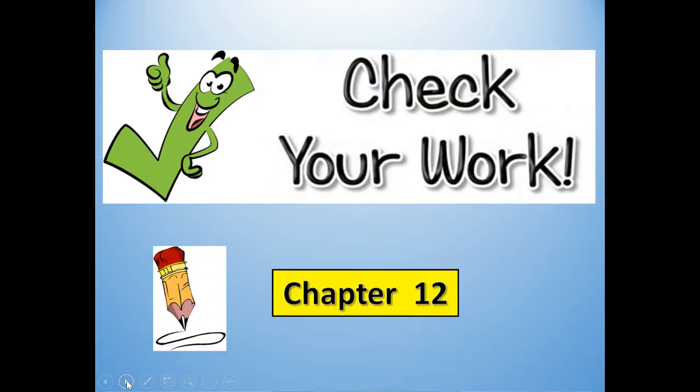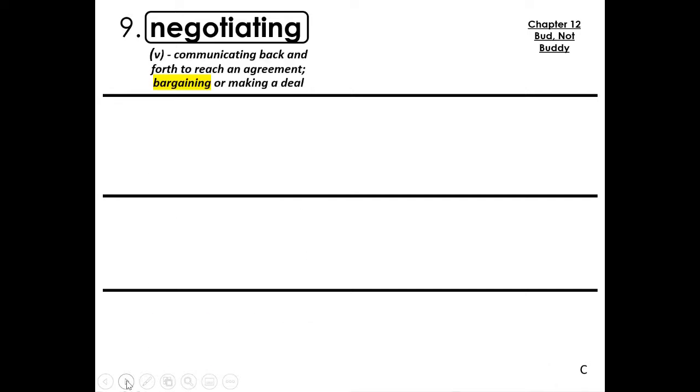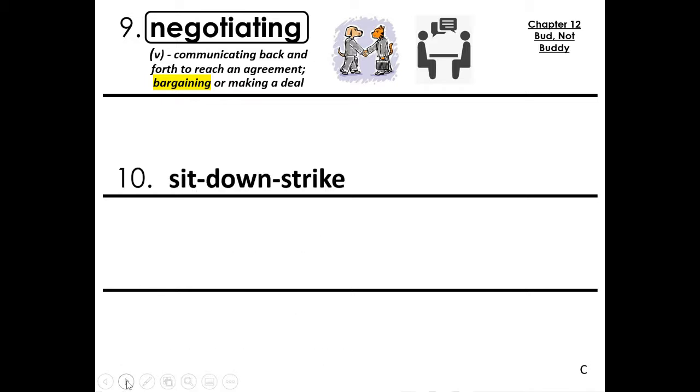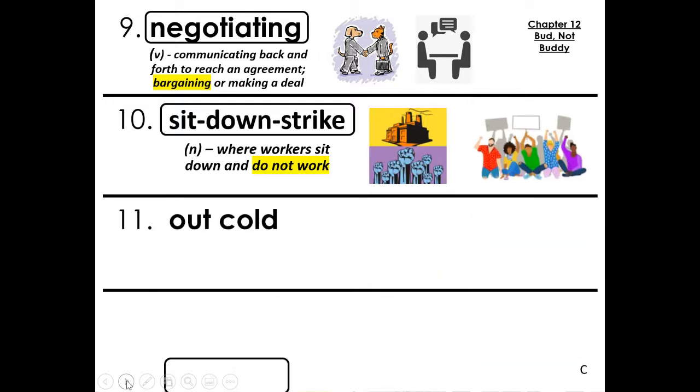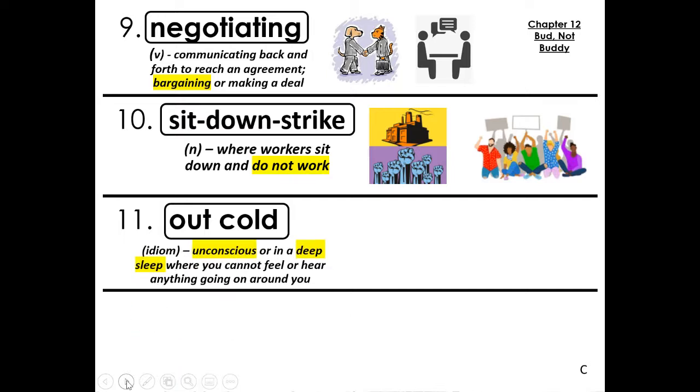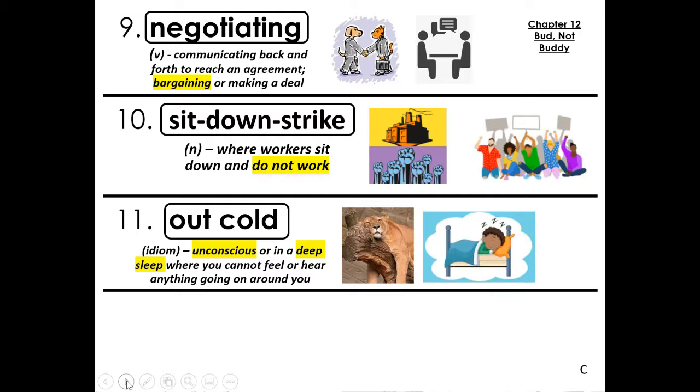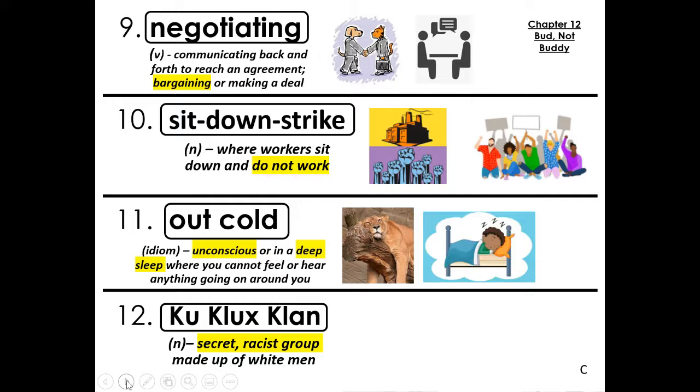All right, time to check your work. Chapter 12, words 9 to 16. Number 9, negotiating, communicating back and forth to reach an agreement, bargaining, or making a deal. So the synonym could be bargaining. Number 10, sit down strike, where workers sit down and do not work. Number 11, out cold, an idiom, unconscious or in a deep sleep where you cannot feel or hear anything going on around you. Number 12, Ku Klux Klan, a secret racist group made up of white men.